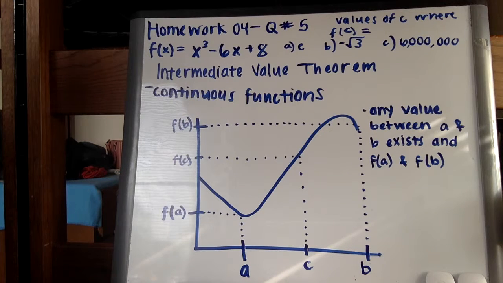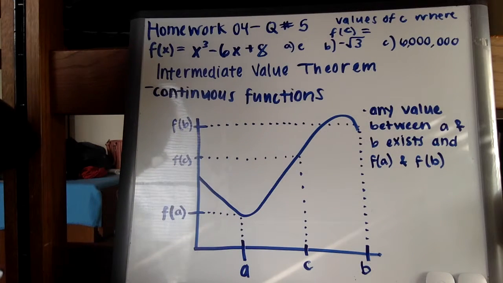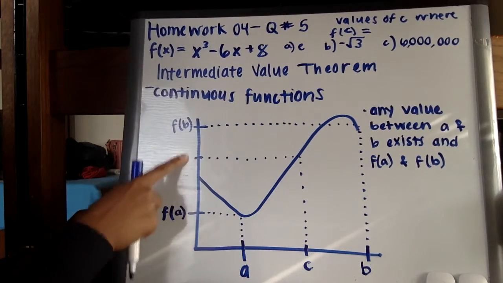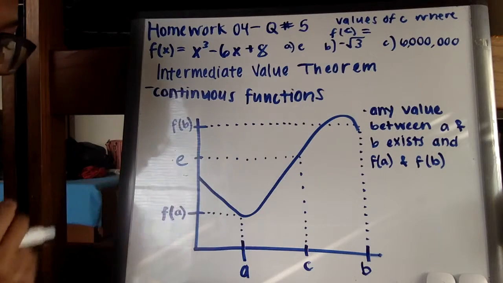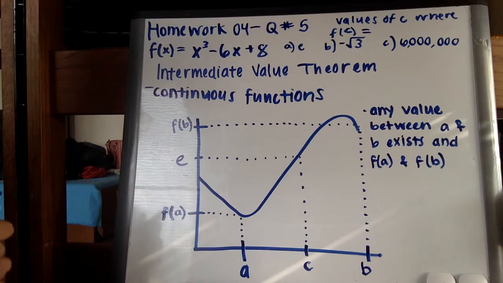It says that for any value between a and b, because it's continuous, all of those values will exist, and it has a corresponding f of c, we'll call it that. I drew it here, and the first part is asking us to see where f of c equals e. Our first step is to find two x values whose f of x value will be less than and greater than e.